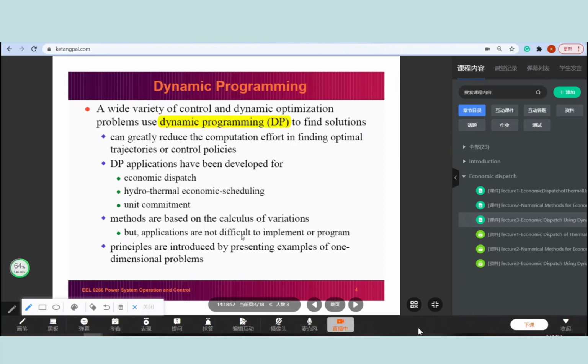These methods are introduced. I will introduce methods by presenting examples. And that means I will show you a mathematical problem, a very simple problem first, and you will know the meaning of dynamic programming.